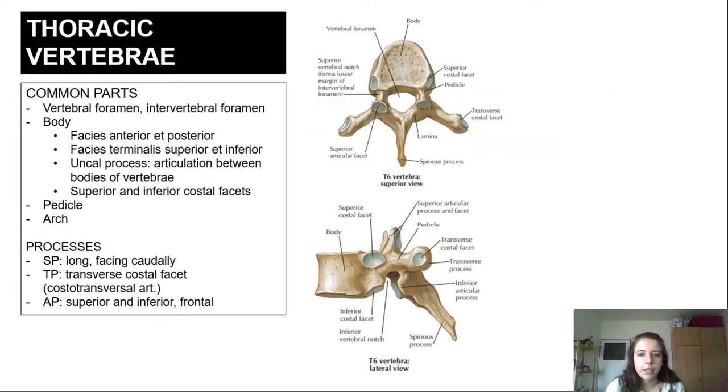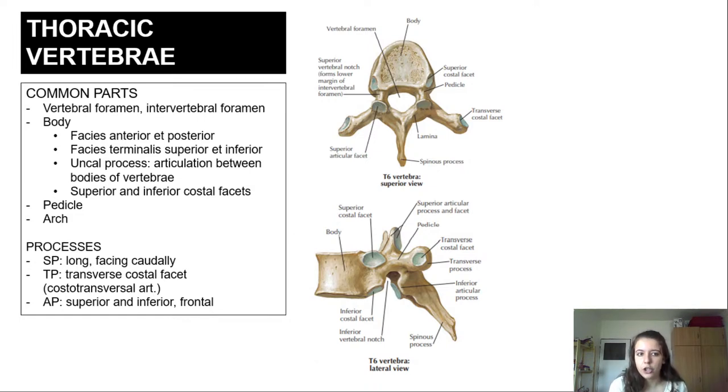So we move to the thoracic vertebrae, again, vertebral foramen and intervertebral foramen. The body, facies anterior and posterior, facies terminalis superior and facies terminalis inferior. Where else? The uncal processes again, and here now in the thoracic vertebrae, we start finding the superior and inferior costal facets. So you have to know that the ribs articulate with the thoracic vertebrae. So that's why we have the superior and inferior costal facets. Costal means rib.